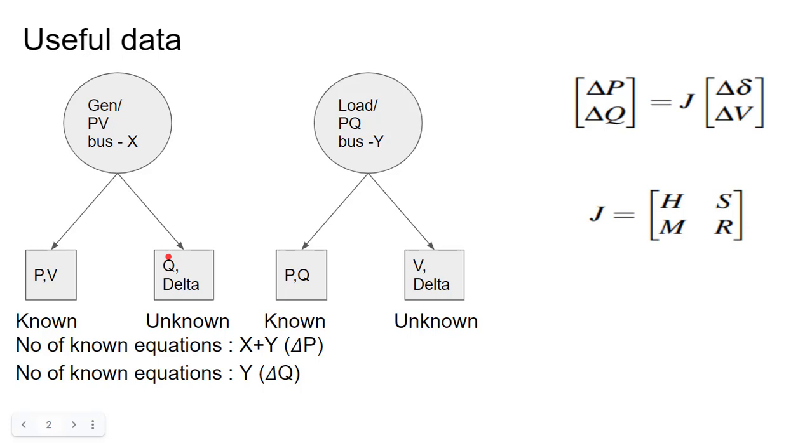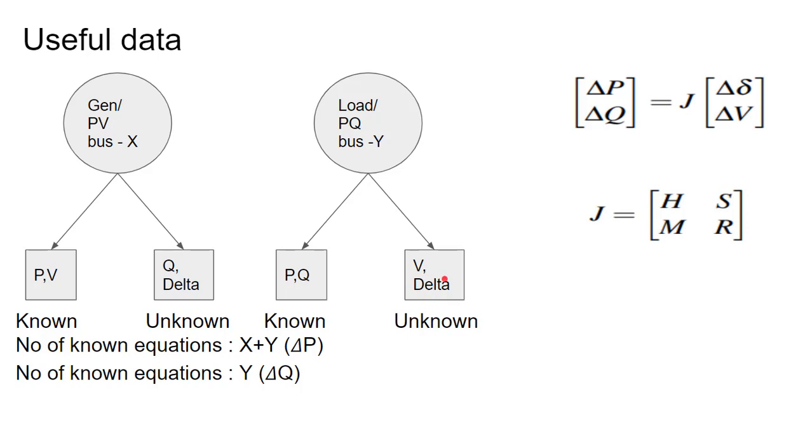Let us have a brief discussion on types of buses in power system. In power system, buses are classified into 3 types: PV bus or the generator bus, PQ bus or the load bus, and slack bus. At PV bus, the known variables are P and V, unknown variables are Q and delta. At load bus, the known variables are P and Q, unknown variables are V and delta.